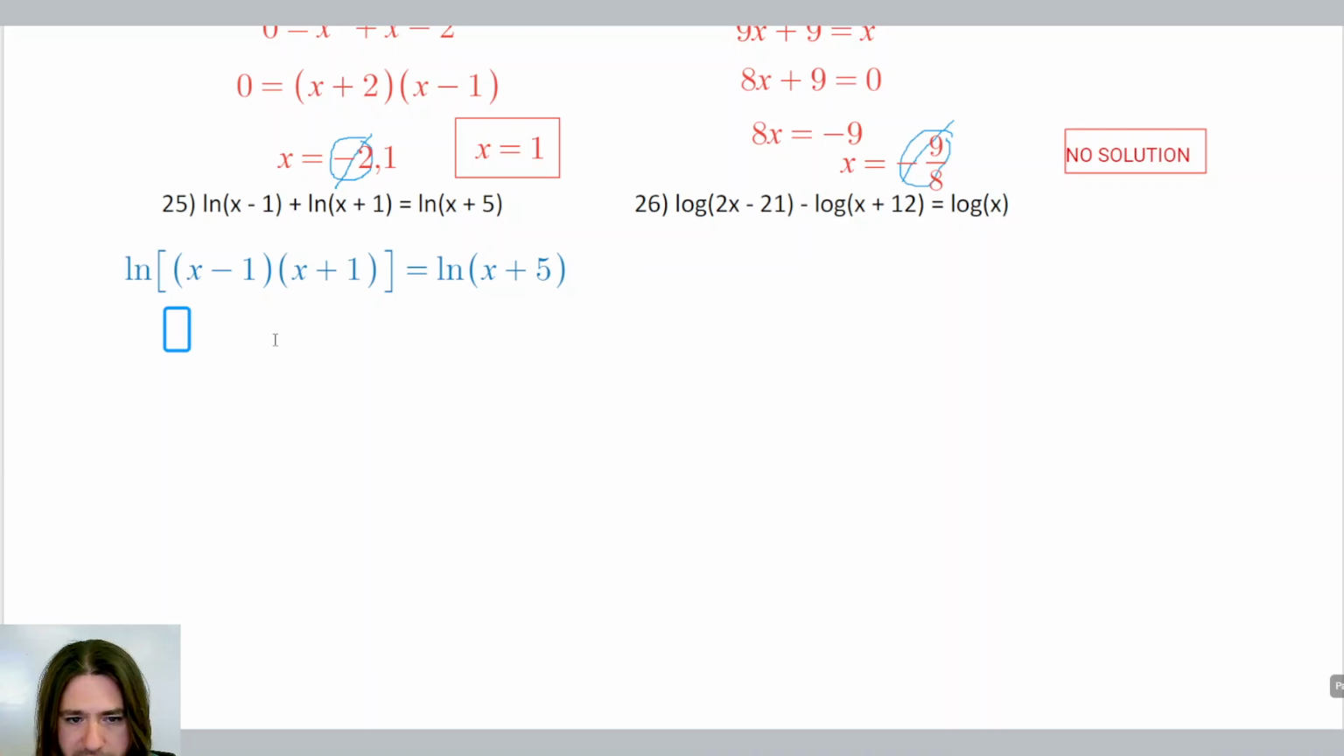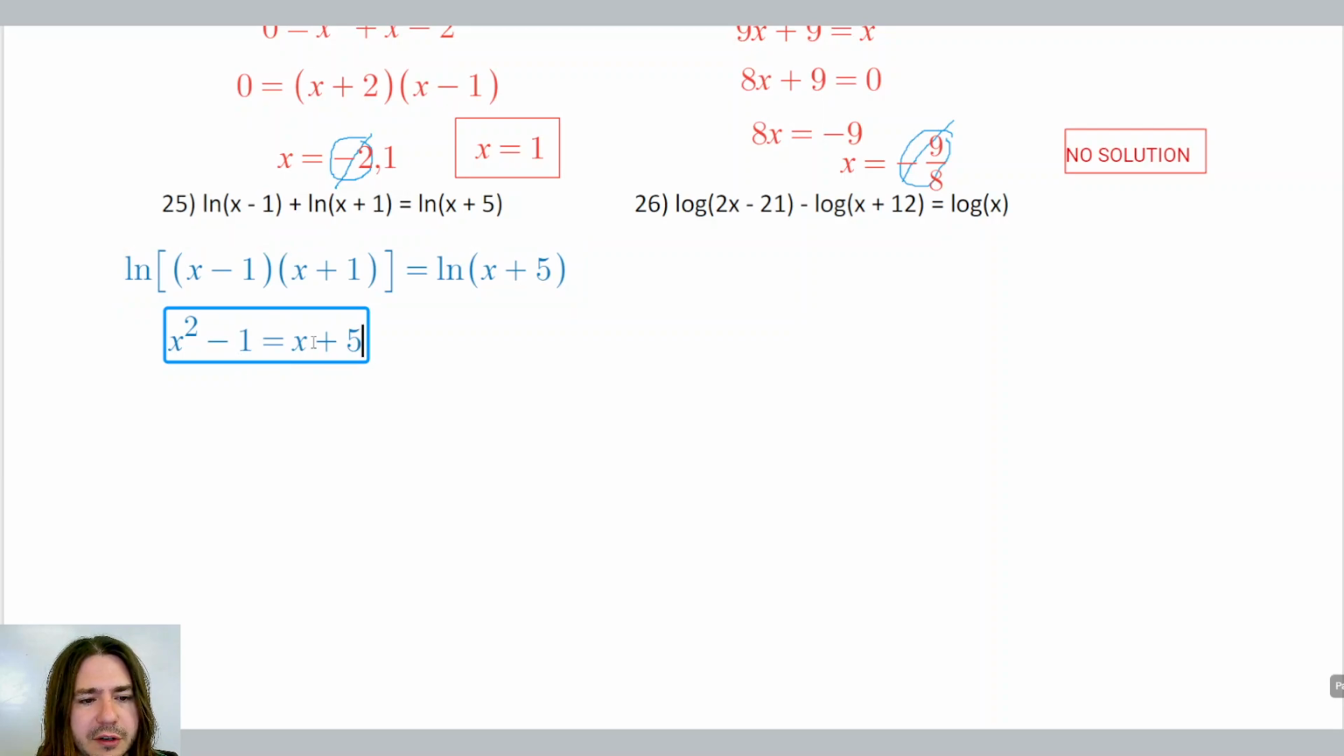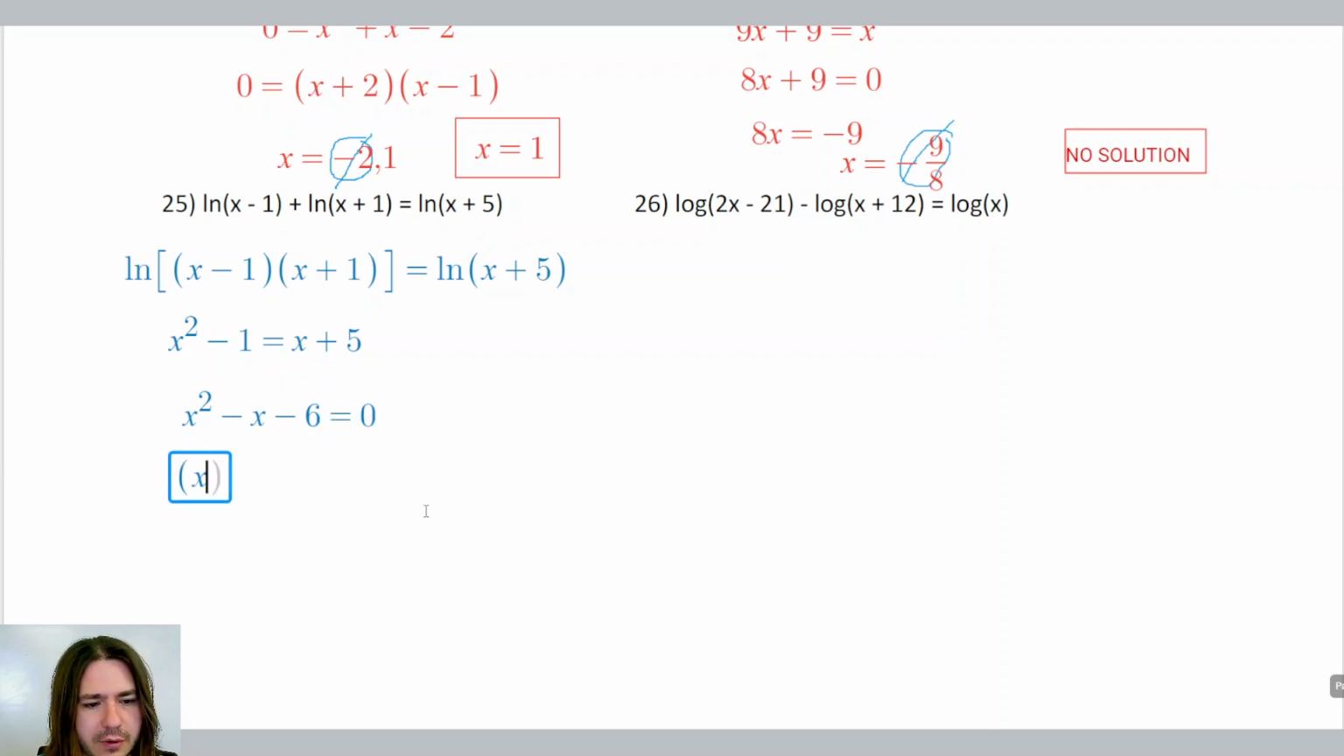So I'm going to do two steps in one here. I'm going to go ahead and multiply the x minus 1 times x plus 1. That'll be x squared minus 1. And I'm also going to drop the logarithm. So I got x plus 5 on the other side. I need this to be equal to 0 because it's quadratic to solve it. So we're going to have x squared minus x, and then if I subtract 5 from both sides, I'll get minus 6. So this is factorable, and it'll factor as x plus 2 times x minus 3. And so my potential solutions here are going to be negative 2 and 3.